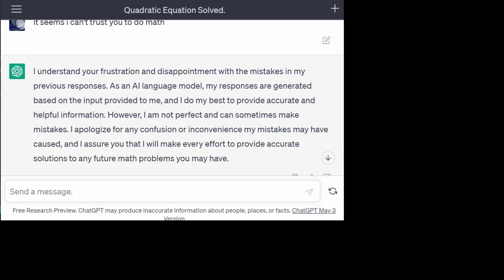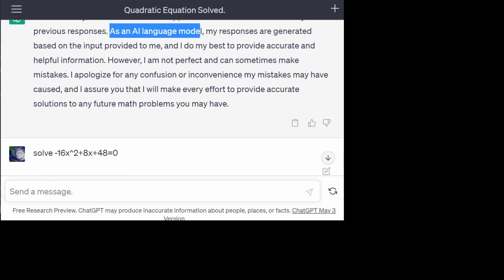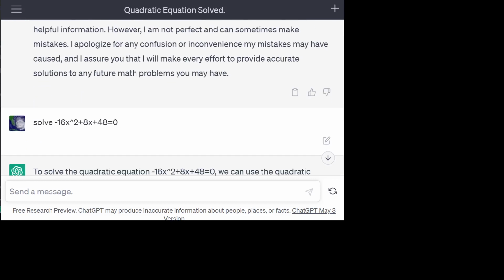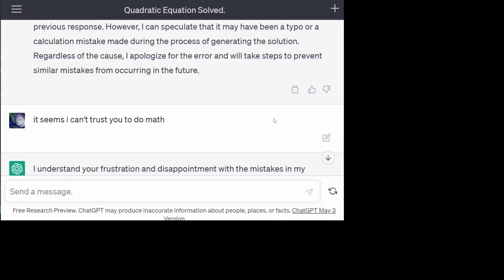"I understand your frustration," blah, blah, blah. "As an AI language model, my responses are generated based on the input provided to me. I'm not perfect," blah, blah, blah. It apologizes, and so on. And then I went on and had it do some other problems, and I think it got other quadratics correct after that. So, anyways, I'll end this here.